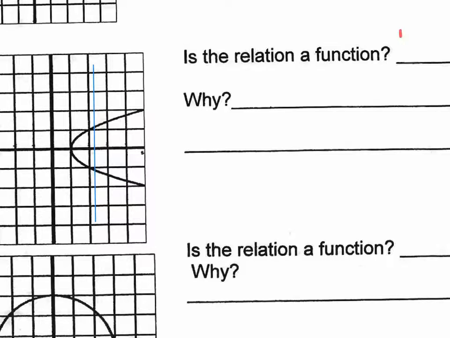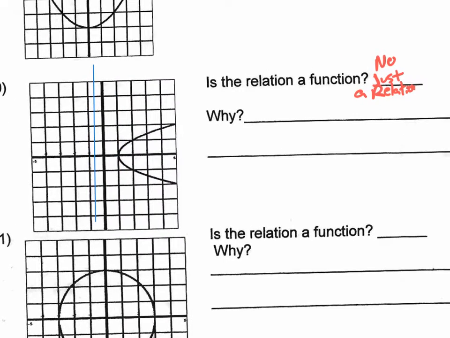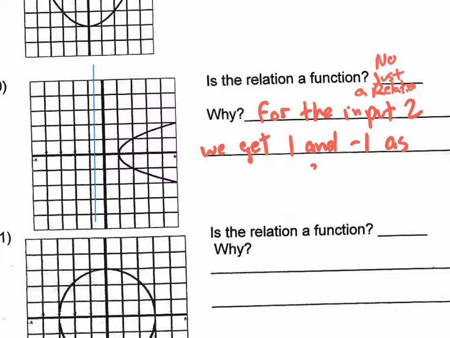So is a relation a function? You say no. It's just a relation. Why? Because it fails the vertical line test. Or you could even be more specific and say that for the input 2, you get the output 1 and -1. So you could be very specific and say, for the input 2, we get 1 and -1 as outputs. Or you could just say it fails the vertical line test.